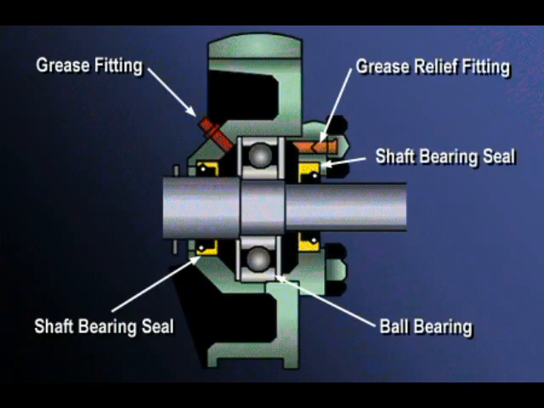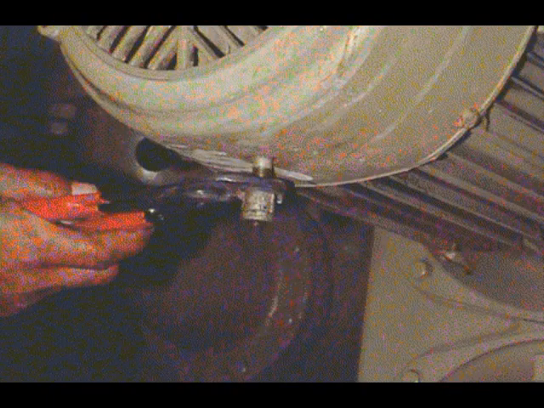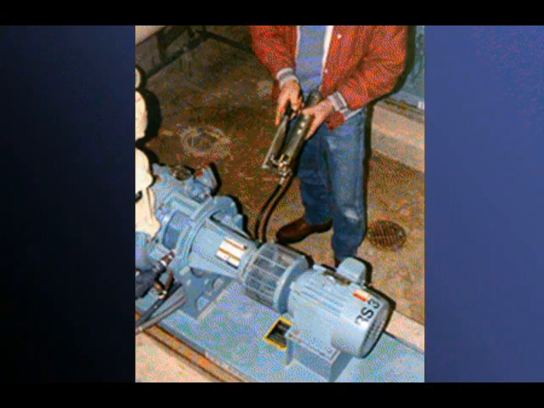Two fittings should be supplied for grease lubrication. These are shown as the grease fitting, through which grease is added, and the grease relief fitting, or vent plug, through which the old grease is pushed out. When greasing this type of unit, the first step is to remove the vent, or grease relief fitting. Then, pump grease into the grease fitting until fresh grease flows from the vent plug.